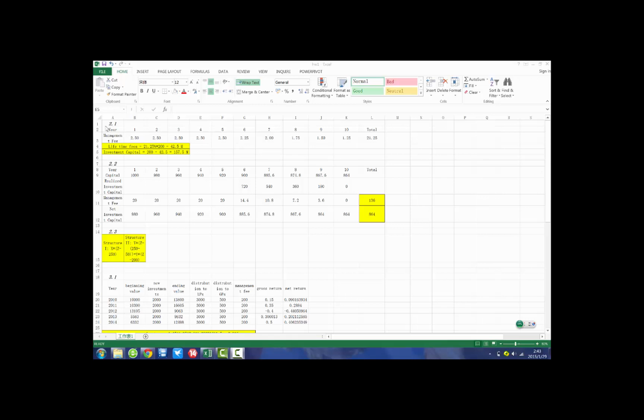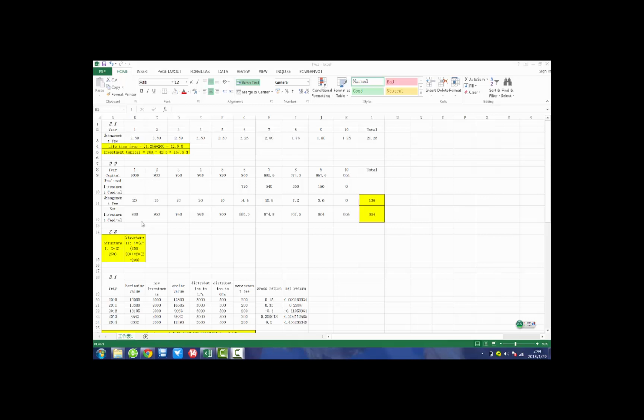For the first question, 2.1, what we do is basically list all the management fee percentages for each year, and the total should be 21.25. So the lifetime fees should be 21.25% multiplied by 200, which is 42.5 million, and the investment capital should be 200 minus 42.5, which is 157.5 million.